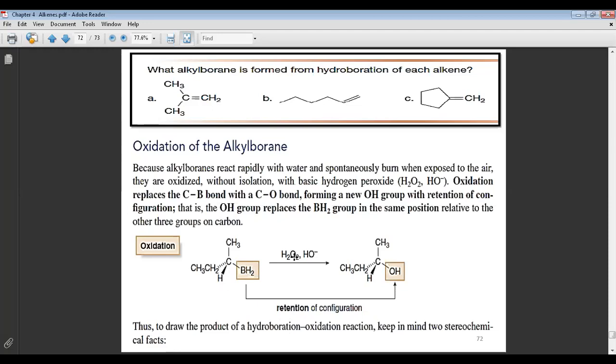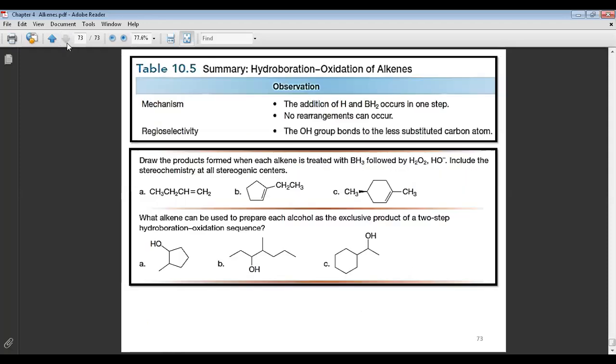What is the mechanism for this reaction? It is not important for you now, because it involves oxidation and electron loss. I just want you to know the oxidation: just replace the carbon-boron bond with a carbon-oxygen bond, forming a hydroxyl group. That means it gives you an alcohol. Just like this, and here.